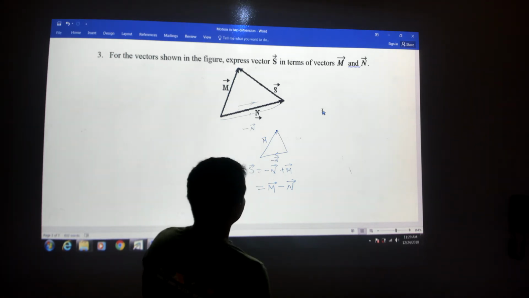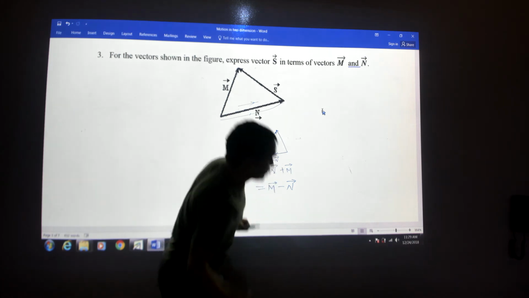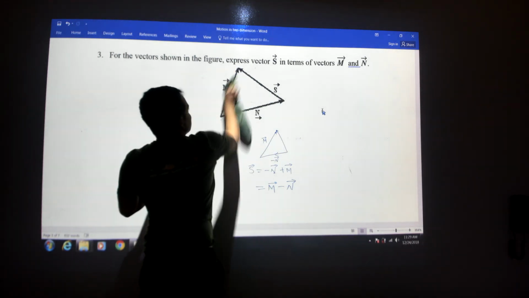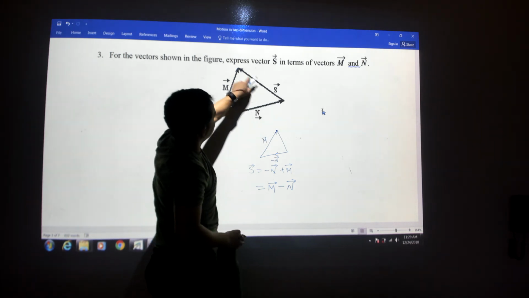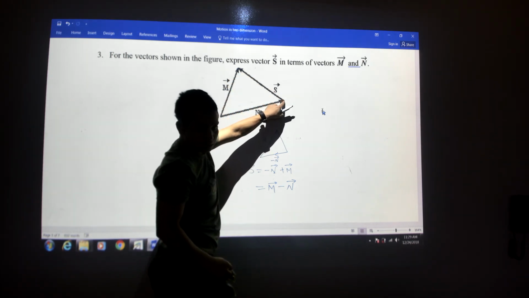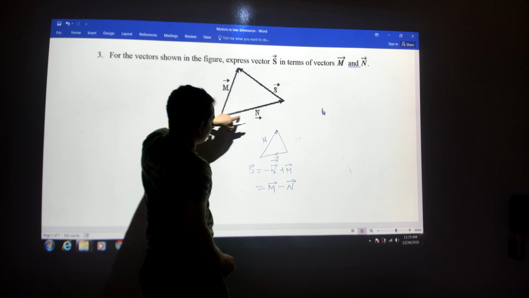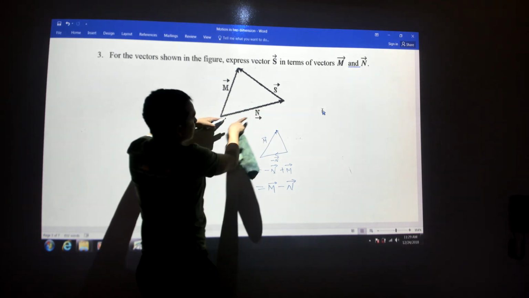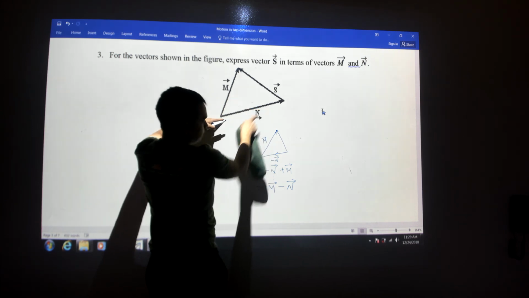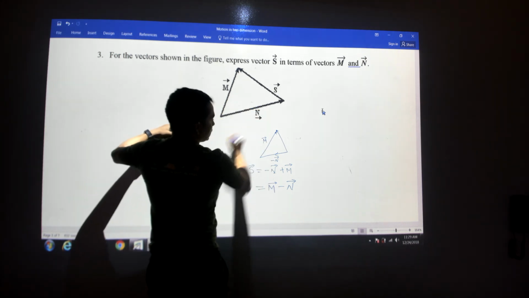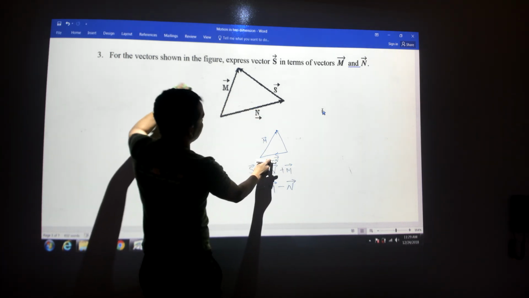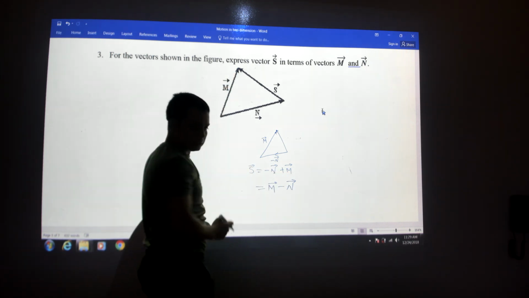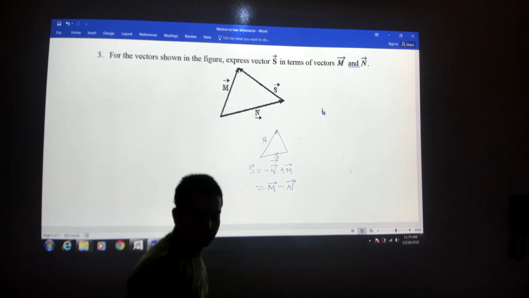Okay? Just see. Let me explain one more time. So this is S vector. So you start from the tail, go along this direction, and this direction is negative N vector, because the N vector is along this direction. So if I'm moving along this direction, this is negative N vector, and this is M vector. So just the vector addition then, M vector minus N vector.